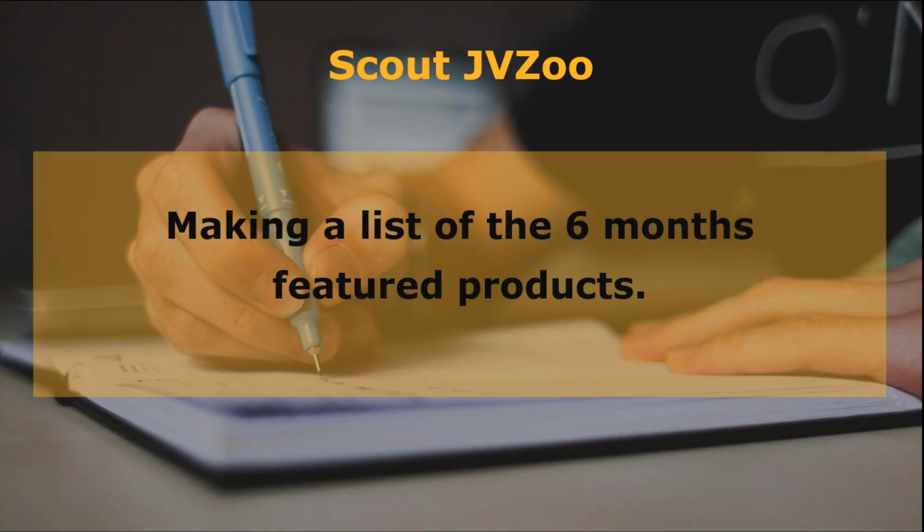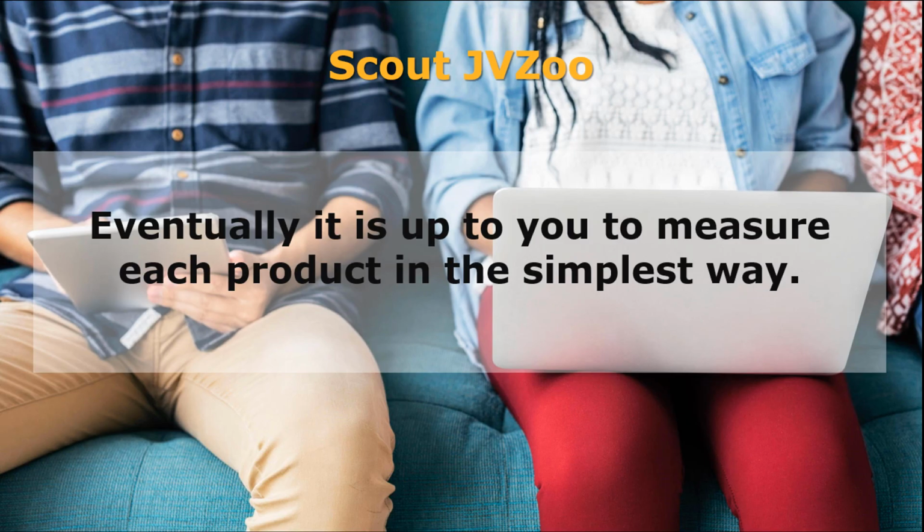Now, don't stop there. What comes after this is making a list of the 6 months of featured products. Use any spreadsheet that you've got and categorize the products. I'd recommend you start by separating them according to the month of the product launch, following their name, type of product, and earnings. Eventually, it's up to you to measure each product in the simplest way, because at the end of the day, you need to conclude your studies by highlighting the products that work best.